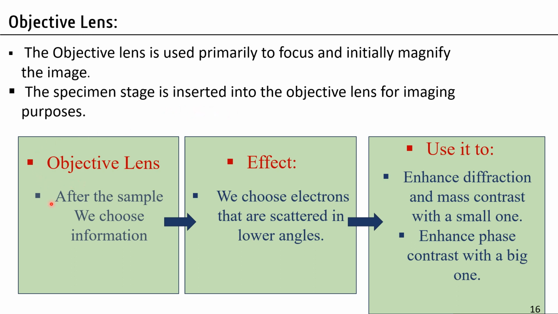Basically, the objective lens is put after the sample. We choose information, and through the effect of the lens we choose electrons that are scattered at a lower angle, and use them to enhance the diffraction and mass contrast with a small aperture and enhance phase contrast with a big one.